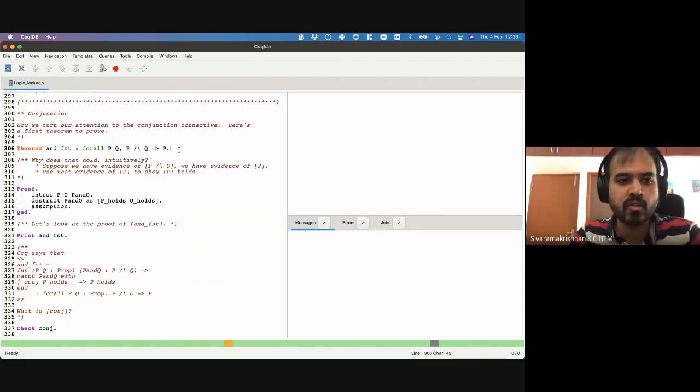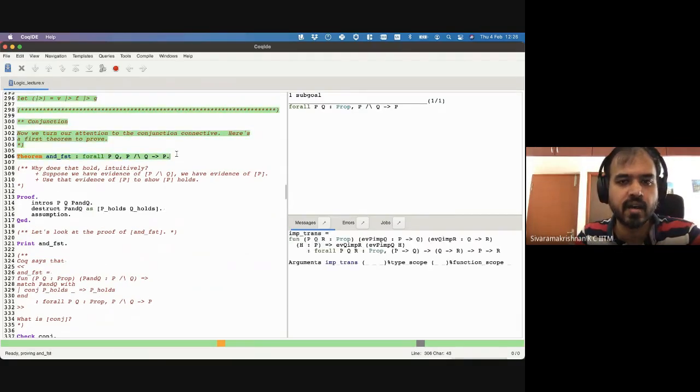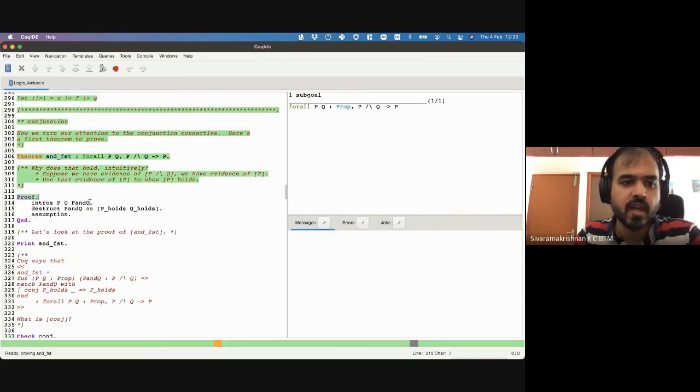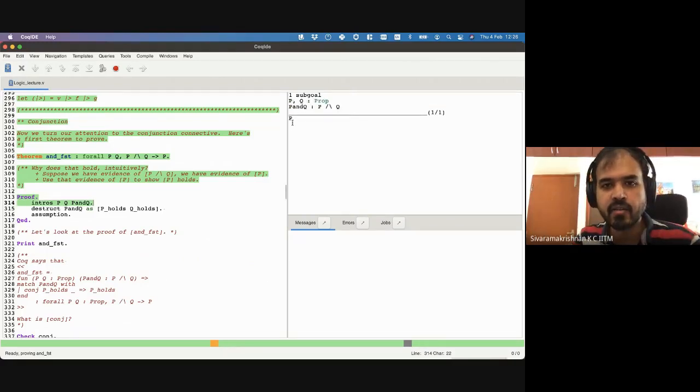And our proof follows the same lines of argument. So again, we start the proof. As I mentioned before, you don't need to give these arguments, but I'm just giving them here for clarity. So we introduce P, Q and the antecedent here. All 3 are moved to assumptions. So I have P, Q, and P and Q.